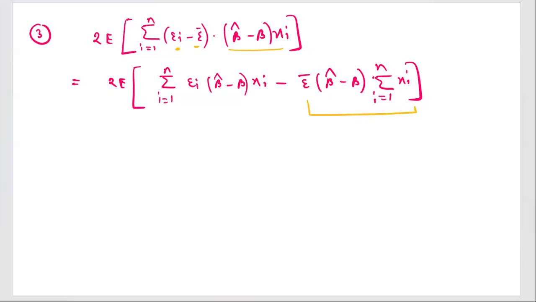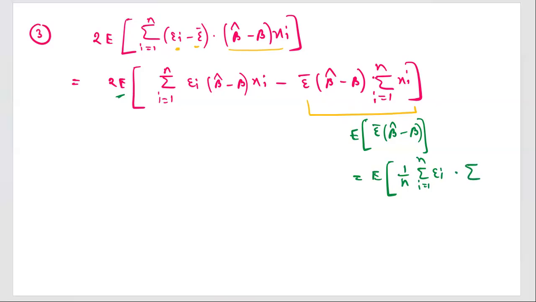Let me do it here. What will be this term? So if you apply the expectation here, you have an expectation. So expected value of epsilon bar beta cap minus beta. I'm not taking the rest of the part because this is only involving xi. Xi is non-stochastic and expectation will not be on this xi. So only this portion. So this can be written as 1 by n summation i from 1 to n epsilon i.